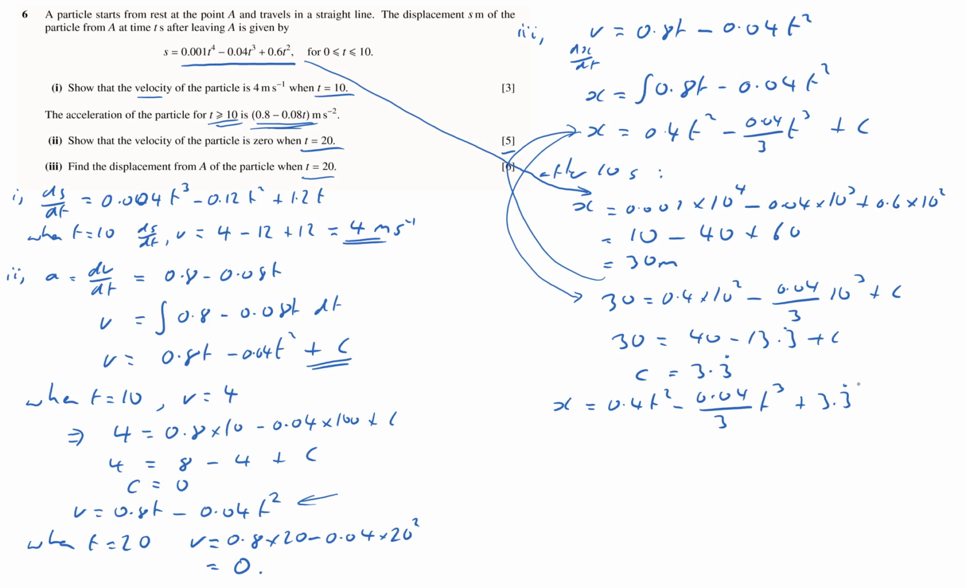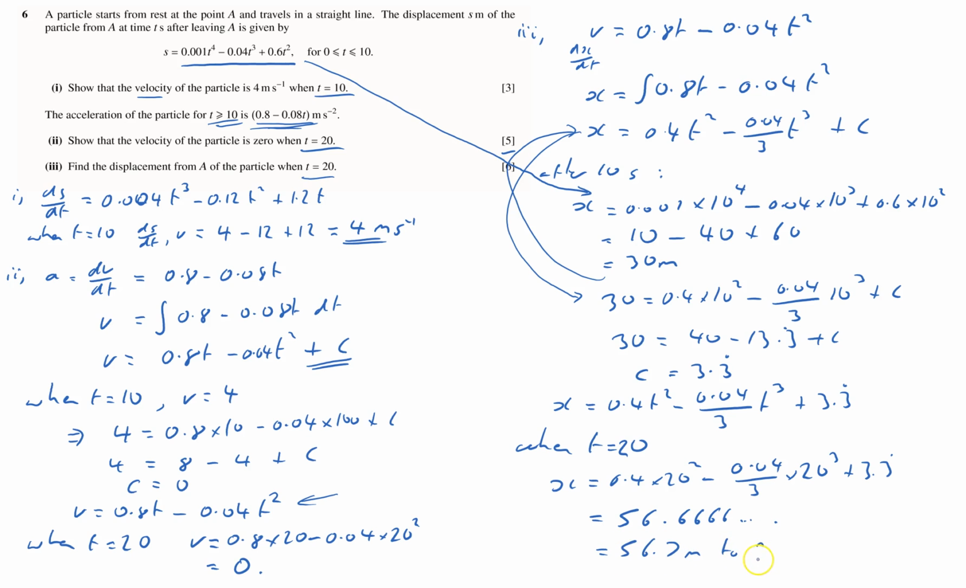And what I finally have to do is, when t equals 20, x equals 0.4 times 20 squared minus 0.04 divided by 3 times 20 cubed plus 3.3 recurring, which equals 56.6666, which equals 56.7 meters to 3 significant figures. And that's done the whole of question 6. I hope you can read it.